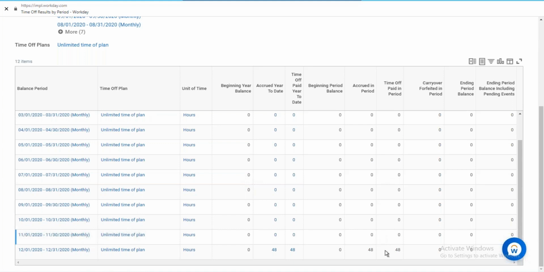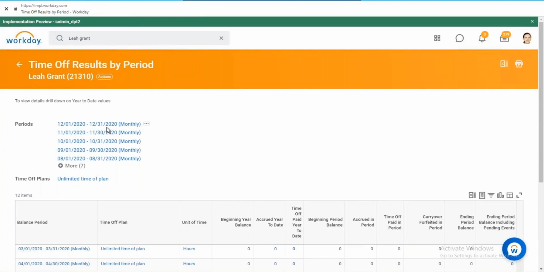Okay. So it goes on the reverse psychology that you request automatically. God will come and give for the amount you have requested, and again it will get subtracted, and bang. Zero will always be your ending period balance. There are no carryovers. Okay. Now what you need to do is create a time off plan.